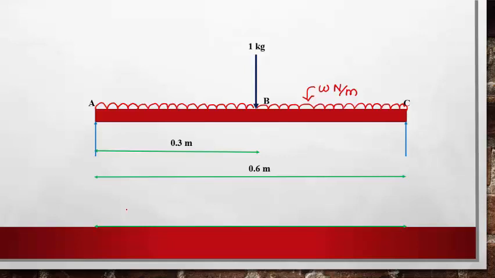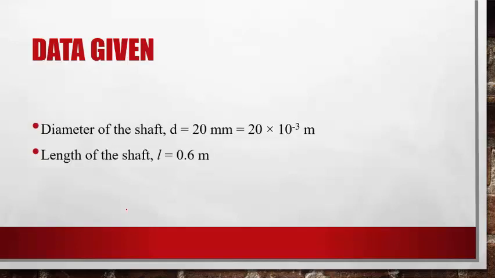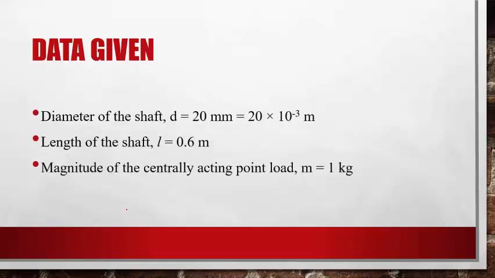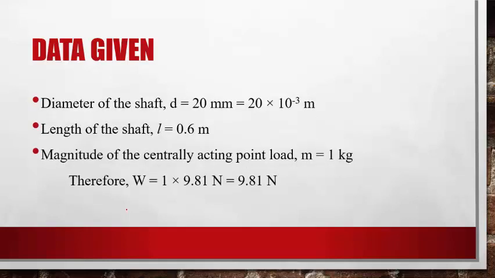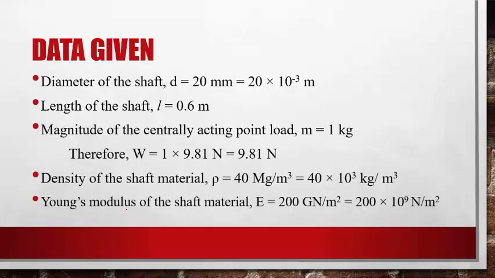So the data given in the problem are: diameter of the shaft d is 20 millimeter, that is 20 into 10 power minus 3 meter. Length of the shaft l is 0.6 meter. Magnitude of the centrally acting point load M is equal to 1 kilogram. Therefore, weight of the load, W, is equal to 1 into 9.81 Newton. Density of the shaft material rho is given as 40 megagram per meter cube, that is 40 into 10 power 3 kilogram per meter cube. Young's modulus of the shaft material E is given as 200 giganewton per meter square, that is 200 into 10 power 9 Newton per meter square.